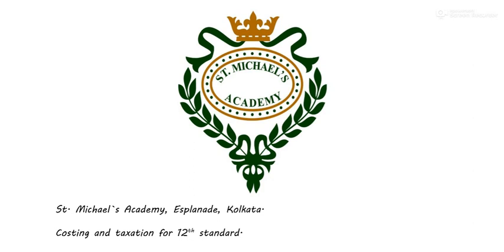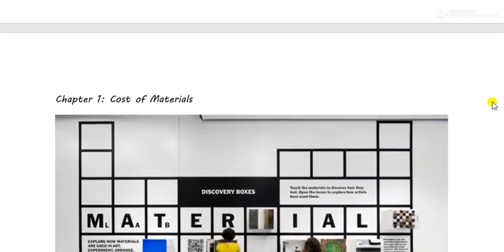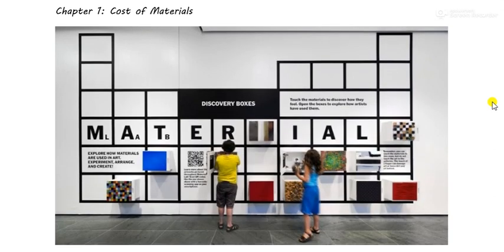In today's class, we'll be starting with our costing part, and the first chapter in costing is Cost of Materials Part 2. In the 11th standard, we had studied cost of material. In the 12th standard, we'll study cost of material again, but we'll be discussing other topics in cost of material. If you remember, in the 11th standard, the cost of material was to determine the economic order quantity mainly.